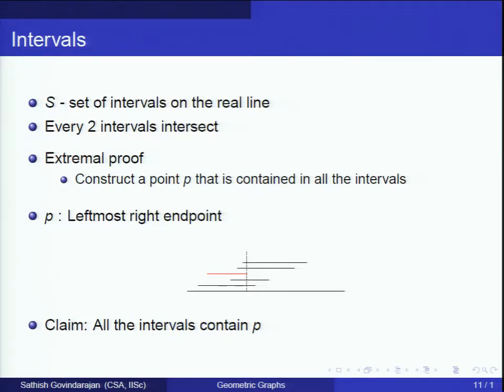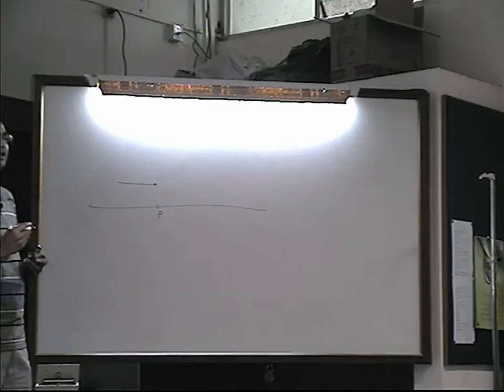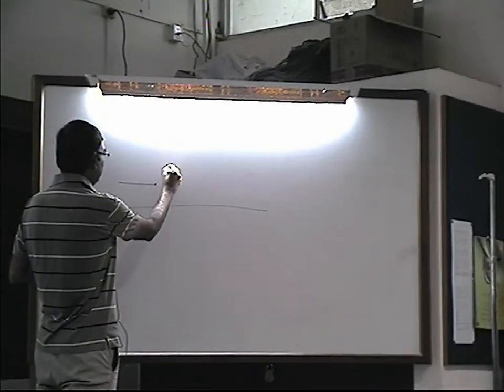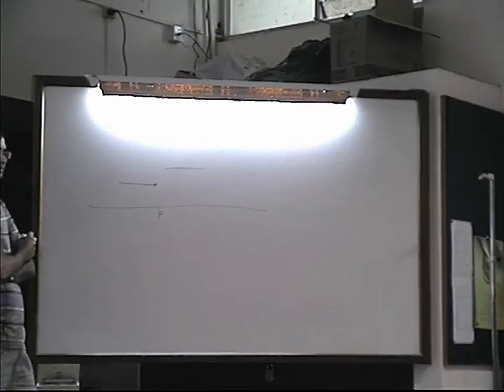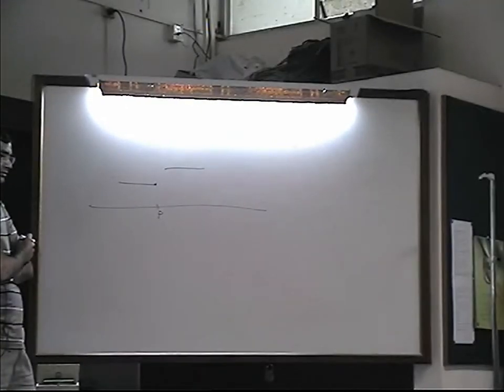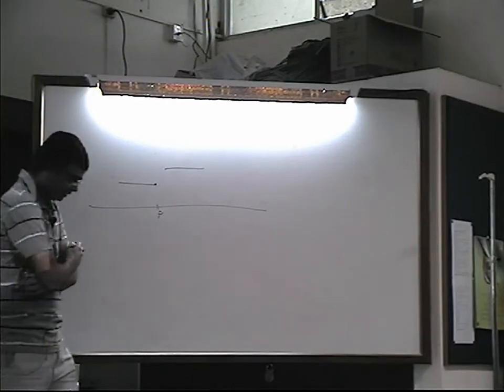So you want to prove it by contradiction, right? So what is the argument? Suppose the point P is here. Yes, this is the red interval. I am drawing it in blue. Suppose there exists an interval which does not contain P. Then it should start after P. But there will be no intersection between the red line and this particular one, which will be contradictory.